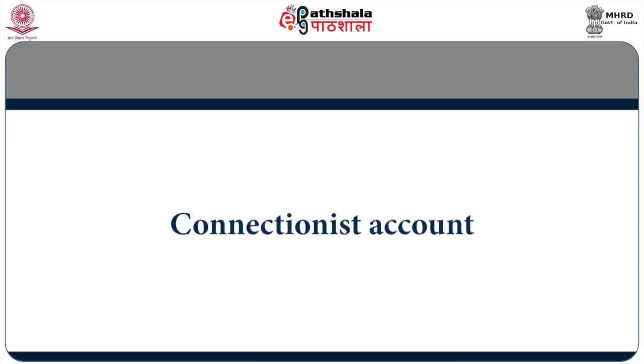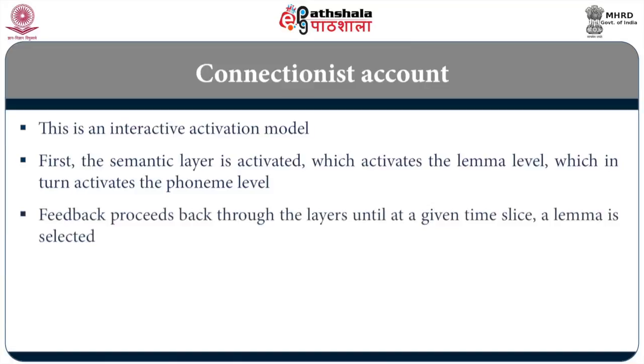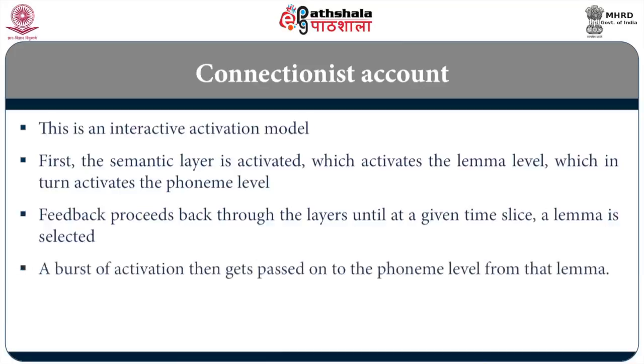Let me say a little bit more about the connectionist account of language processing, so that we understand what happens in aphasia. First, the semantic layer is activated, which activates the lemma level representations, which carry the meaning information. They in turn activate the lower phonological, phoneme level, form level representations. But in the connectionist framework, you have a lot of feedback going back and forth. You get benefit from top-down information as well as bottom-up information. So, feedback proceeds through different layers of these connections. A burst of activation gets passed on from the phoneme level to the lemma level, or the other way around also.